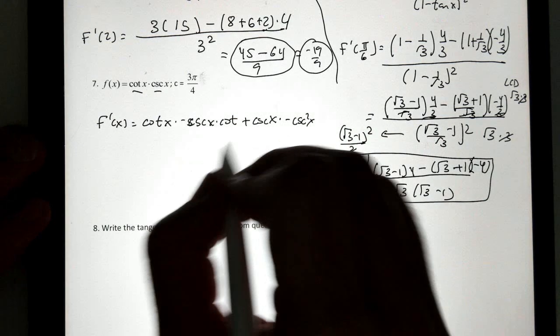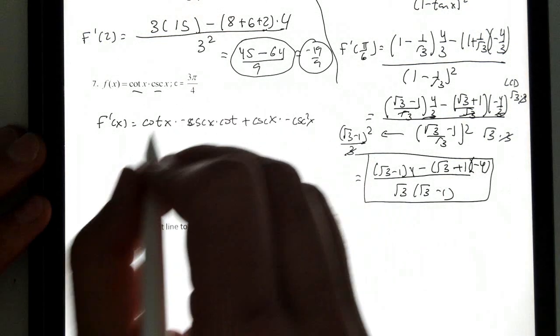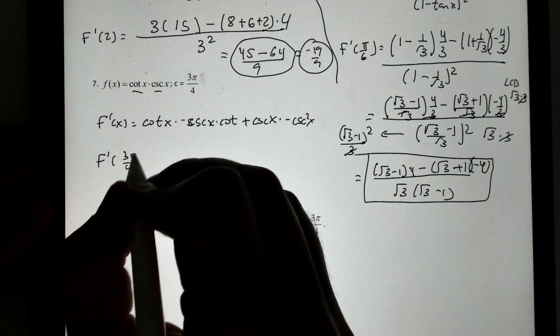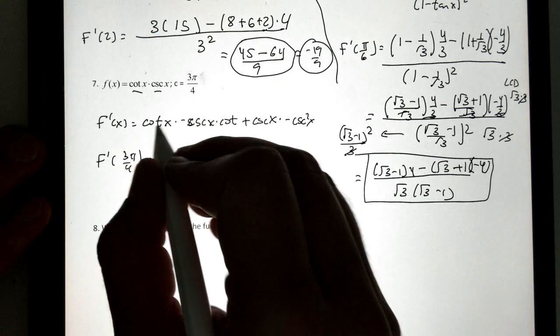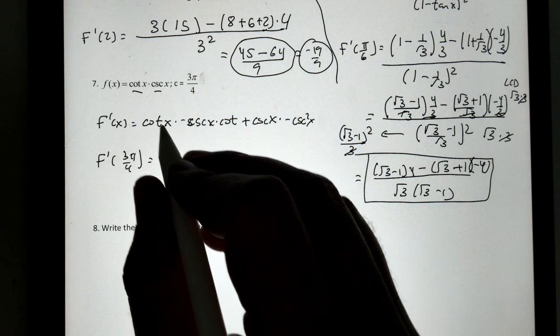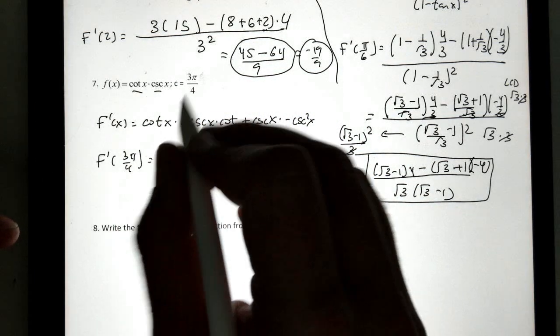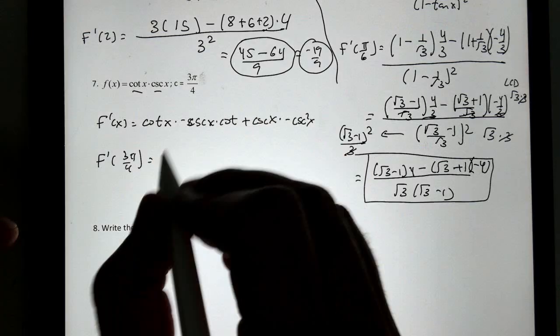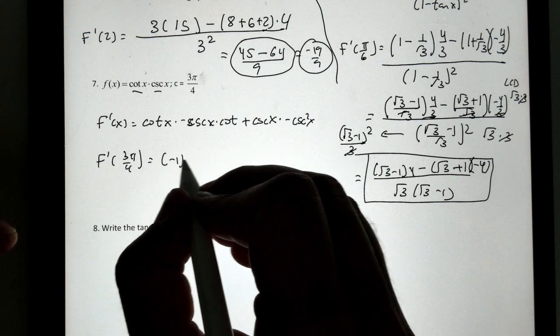Alright, so again, this looks pretty nasty, but we're going to plug this in. We want to find the values at 3 pi over 4. So cotangent is pretty easy. Pi over 4, cotangent is either 1 or negative 1. Cotangent is like tangent. It's the inverse of tangent. So at 3 pi over 4, tangent is negative, so this is just a negative 1.